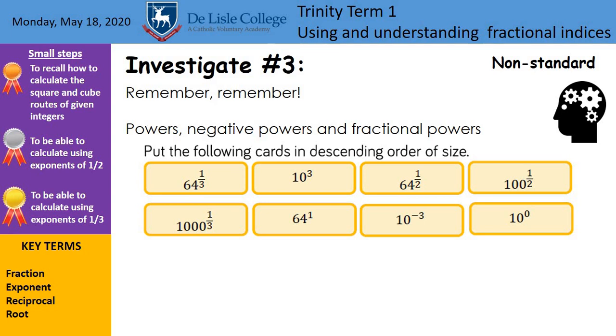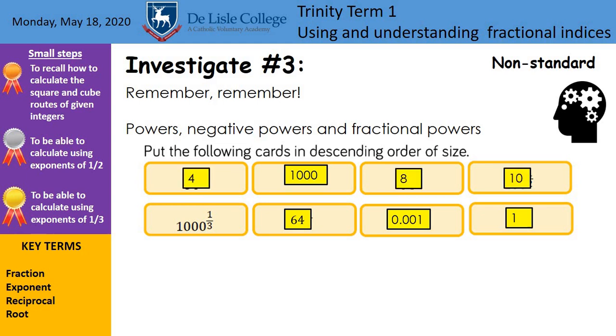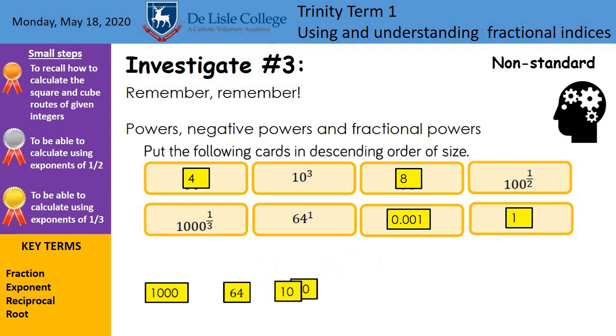Right, brilliant. So I went with the positive powers first. So 10 to the power of 3 is 1,000. 64 to the power of 1 is 64, and 10 to the power of 0 is 1. Then I went with my negatives, so I got 0.001, and then I went with my fractions, and I got 10 and 8 and 4 and 10. And then if I put them in descending order, the biggest is this one, followed by 64 to the power of 1, followed by 1,000 to the power of a third, and 100 to the power of a half.